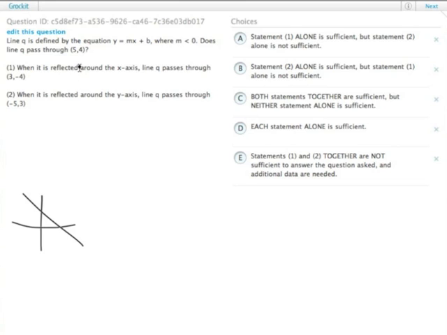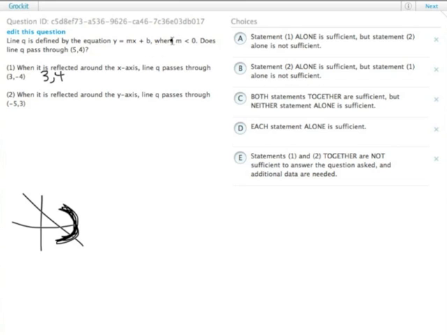In order to know, we basically need another point on the line to figure out what's going on. Statement 1 tells us that when the line, whatever it is, is reflected around the x-axis, line Q passes through (3, -4). So when you reflect something around the x-axis, it's the y value that gets flipped. It gets flipped around this axis this way. So the real line passes through the point (3, 4).